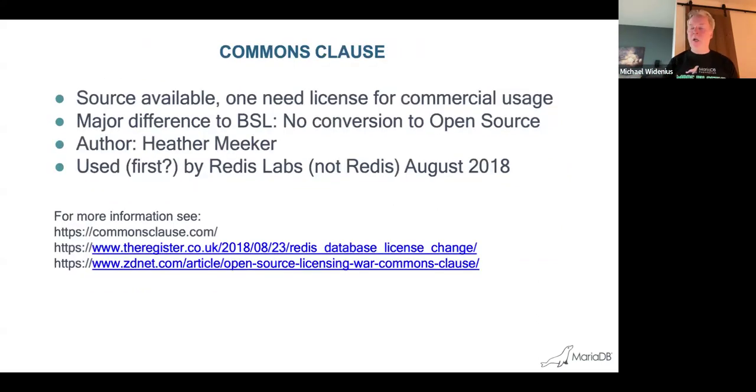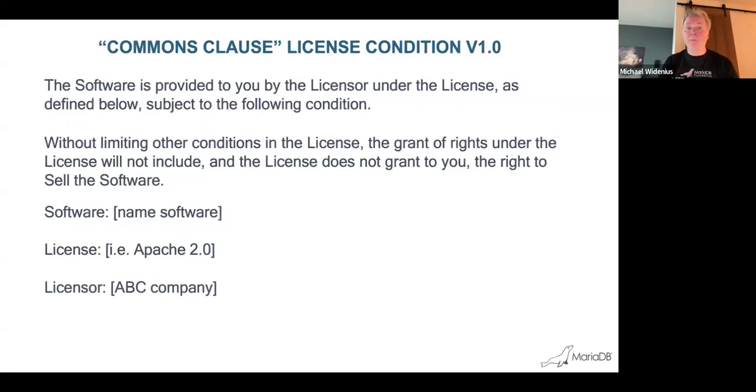And there's another license that is very close to business source. You have the Commons Clause, which basically says that source is available, but you need a license for commercial usage. There are some links for that. Next one. And here's an example of how a Commons Clause license would look. Next slide.